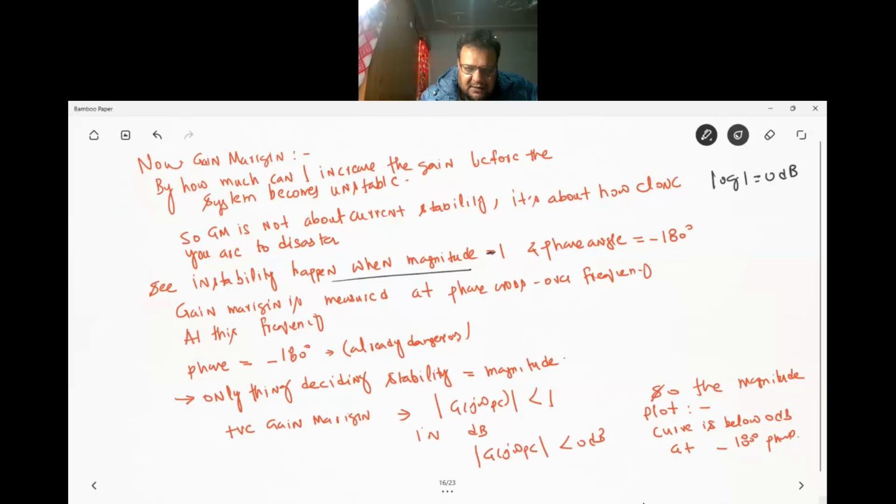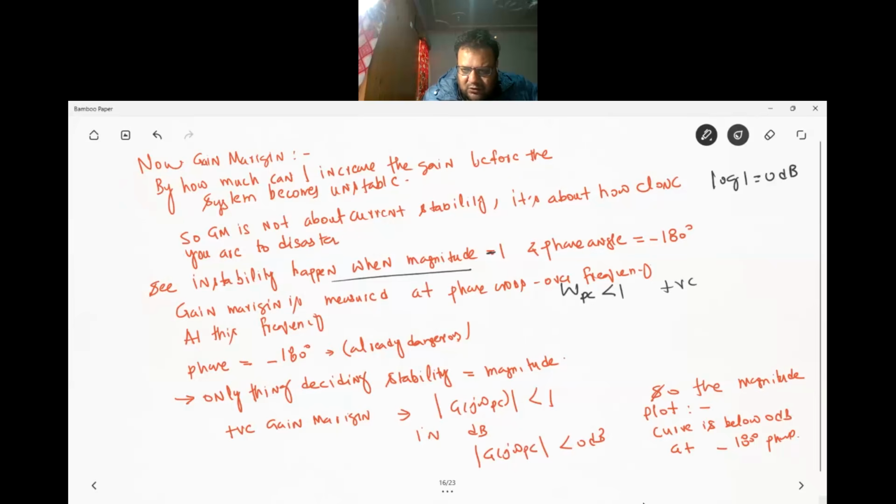So when you have to calculate the gain margin, it is measured at the phase crossover frequency. Whenever your magnitude plot intersects with the phase crossover frequency, that is your gain margin. So the only thing deciding stability in this case is your magnitude. For positive gain margin, the magnitude should be less than 1, right? If the magnitude at omega pc is less than 1, then you have a positive gain margin.